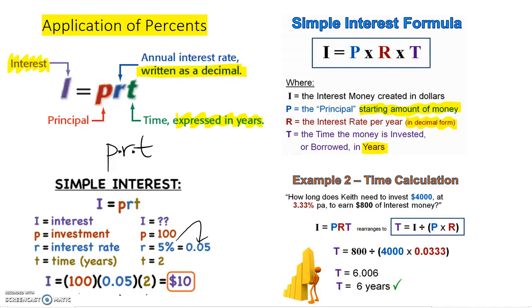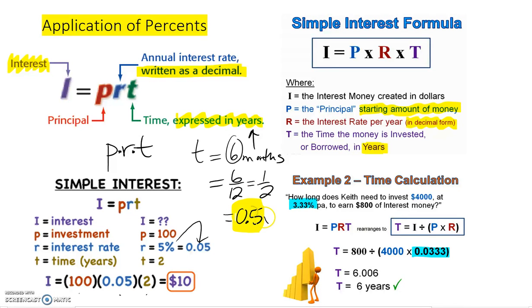There we go. So the one important thing I want you to also know is if they give you your time, let's say they told you your time is 6 months. Remember, we need time in years. So if we needed to convert this, how would we do that? Well, we always put the number of months divided by 12, because there are 12 months in a year. So if we needed to get this down to a decimal, well, 1 over 2 as a decimal equals 0.5 years, and that's exactly what we want.